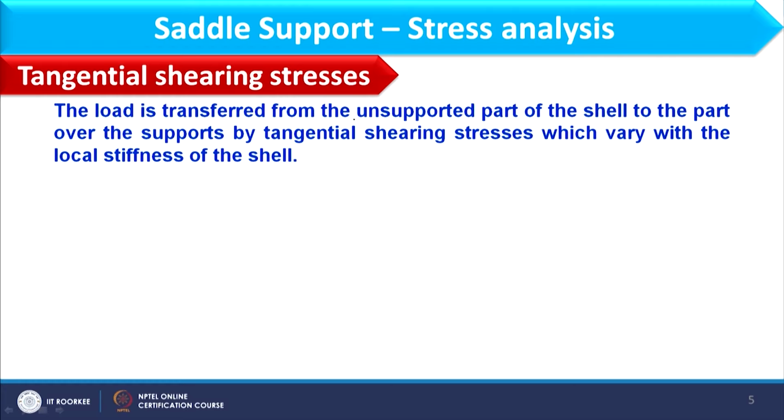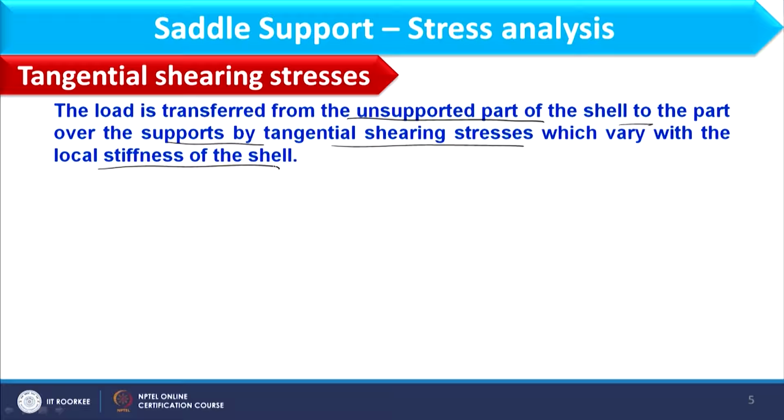Now, load is transferred from unsupported part of the shell to part over the supports by tangential shearing stress that we have discussed already, which varies with the local stiffness of shell. What is the meaning of that local stiffness? For example, if I am providing some structural support to the cylinder or to the vessel, the load will be transferred, or the circumferential stress will also be transferred to that structure.